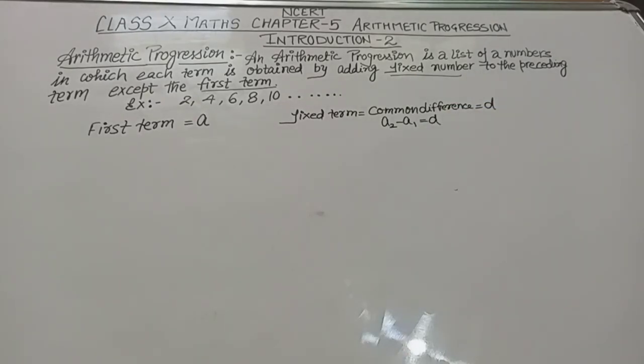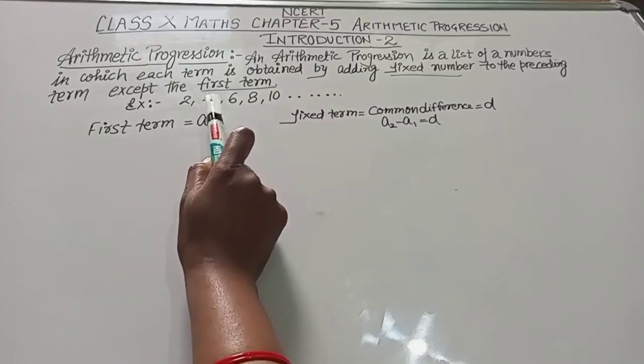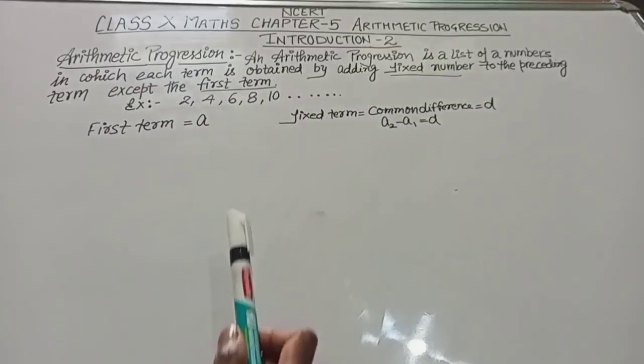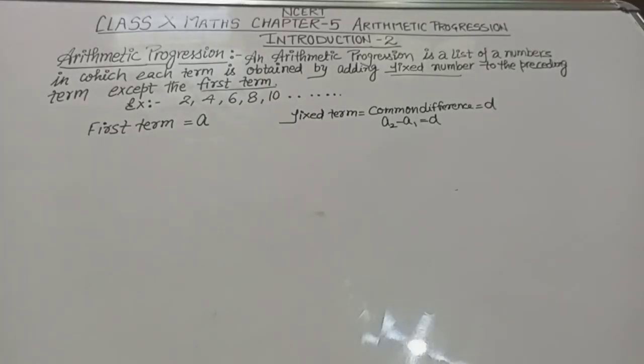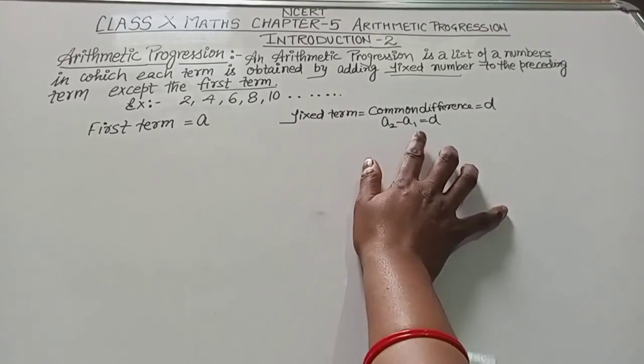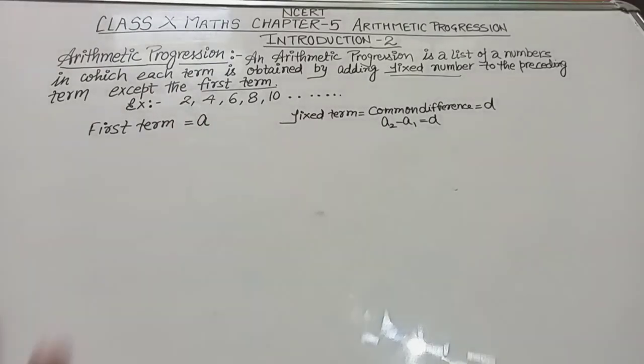So how can you get the common difference? You observe that 4 minus 2 is 2, 6 minus 4 is 2, 8 minus 6 is 2, and 10 minus 8 is 2. So the common difference is the second term minus the first term, third term minus second term, fourth term minus third term, fifth term minus fourth term. So D is equal to A2 minus A1, and the first term is A.